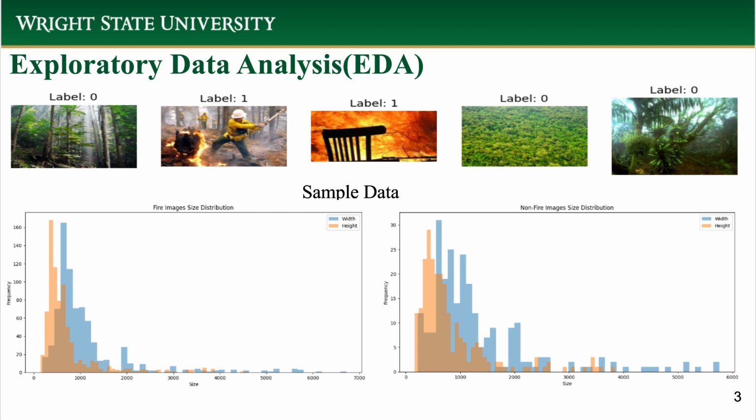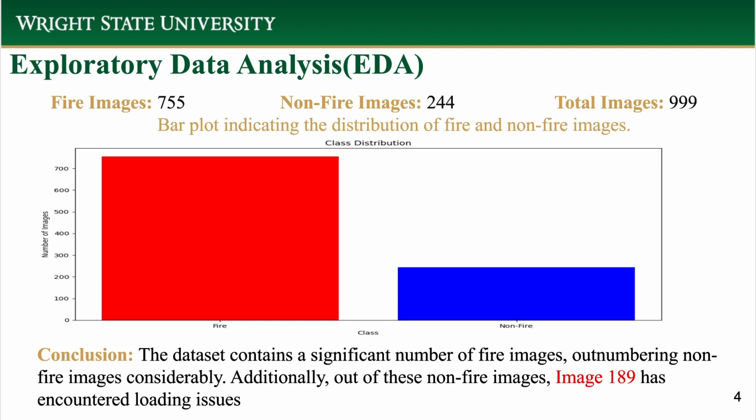As we move to the next slide, you will observe that our dataset comprises 755 fire images and 244 non-fire images, totaling 999 images. Displayed next is a bar plot that illustrates the distribution between fire and non-fire images. In conclusion, the dataset features a significant majority of fire images compared to non-fire images. Notably, it is important to mention that among the non-fire images, image 189 has experienced loading issues. Let us move to next slide.